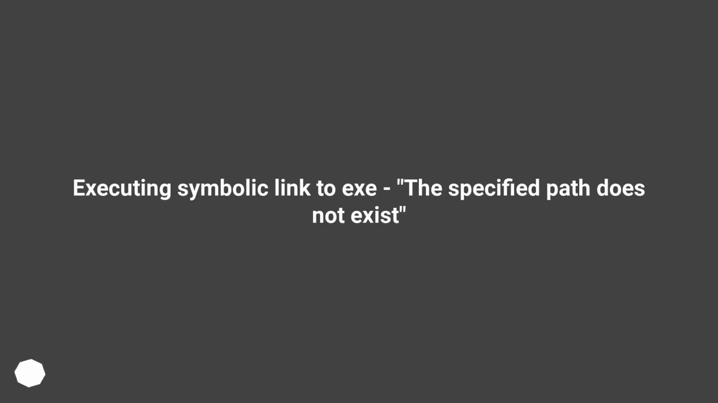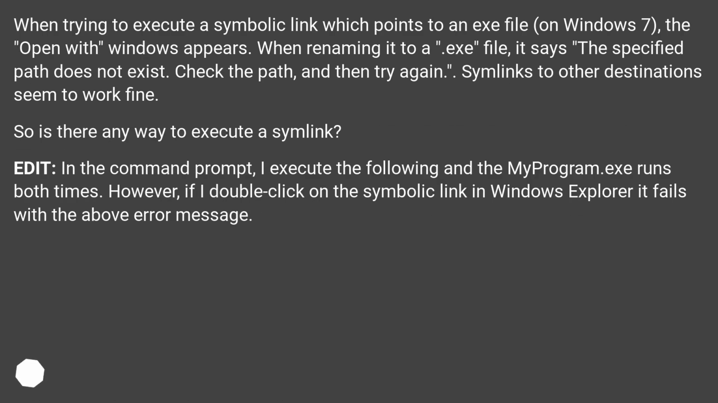Executing symbolic link to exe, the specified path does not exist. When trying to execute a symbolic link which points to an exe file, on Windows 7, the Open with Windows dialog appears. When renaming it to an exe file, it says the specified path does not exist. Check the path, and then try again.